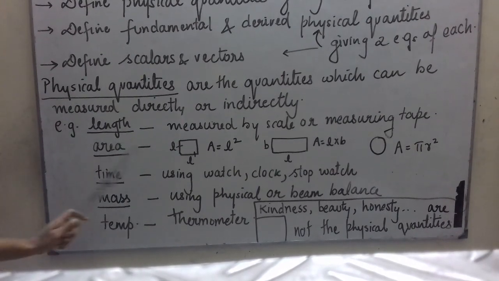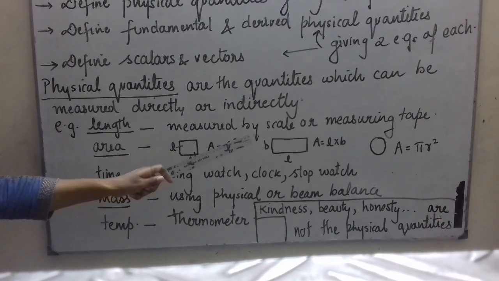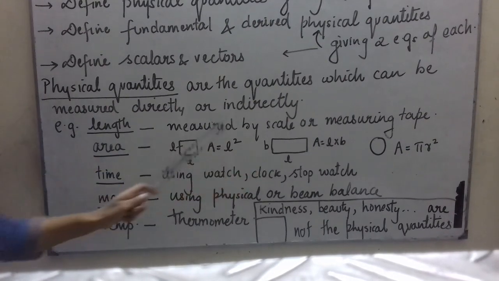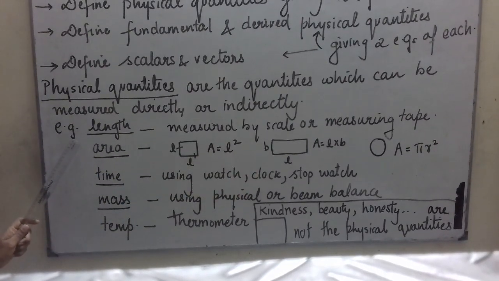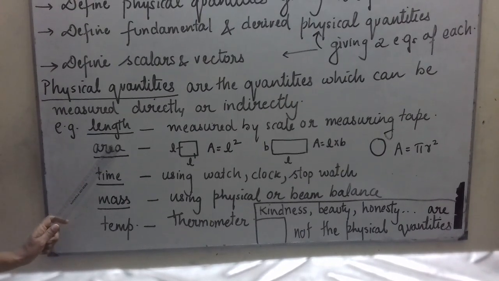Area. Now for square, area is side square. For rectangle, there is a formula: area is length into breadth. And for circle, it is pi r square. Similarly, for different figures, we have different formulas to find out the area. So area also can be measured, although indirectly.